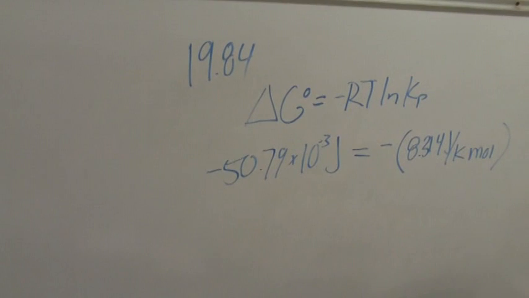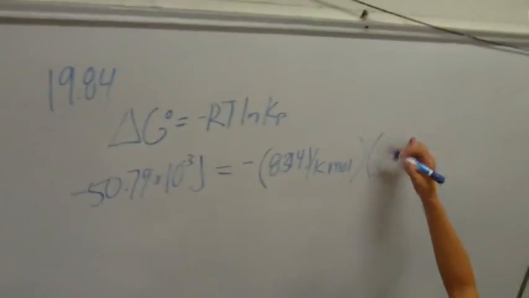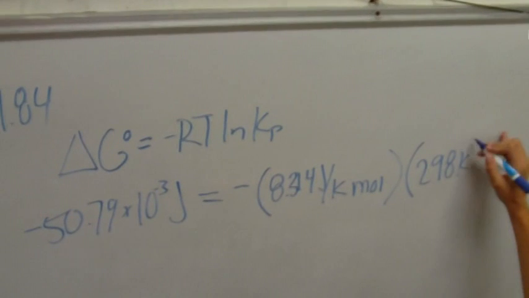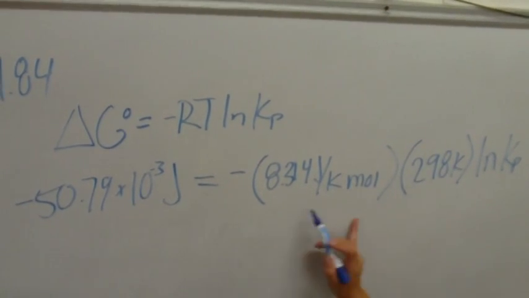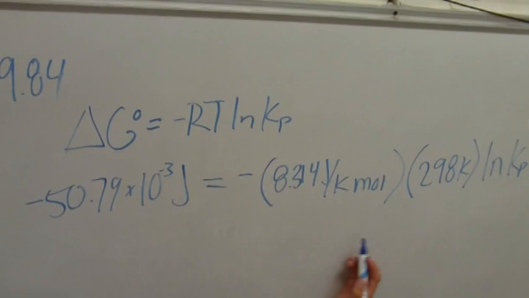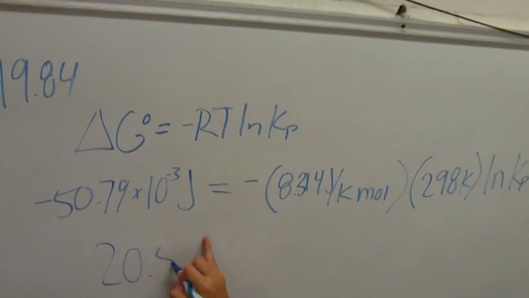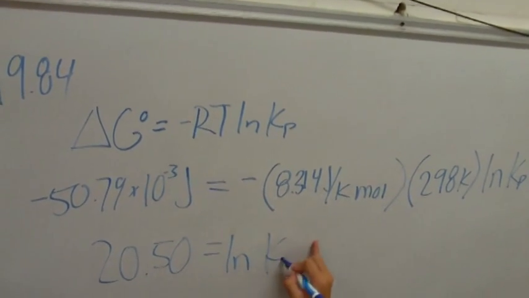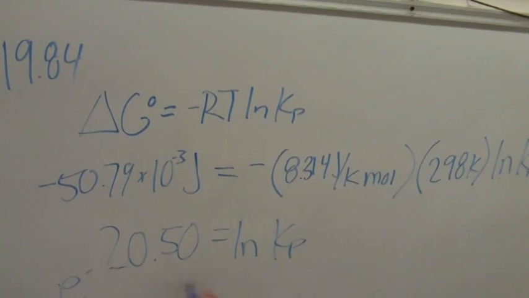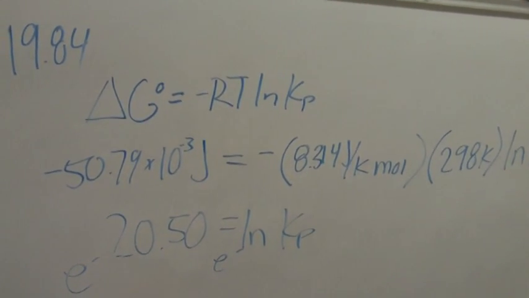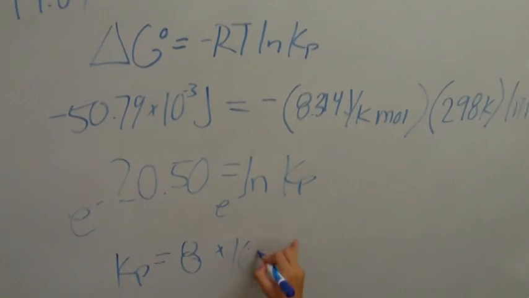They also gave us temperature in Celsius, which we need to convert to Kelvin so that we're in the same units. So 25 plus 273 is going to be 298 Kelvin. And that's natural log Kp. So we're going to go ahead and divide by these two values on this side. And when we do that, we get 20.5 equals natural log Kp. So we go ahead and raise e to both sides, and that gives us Kp equals 8 times 10 to the 8th.